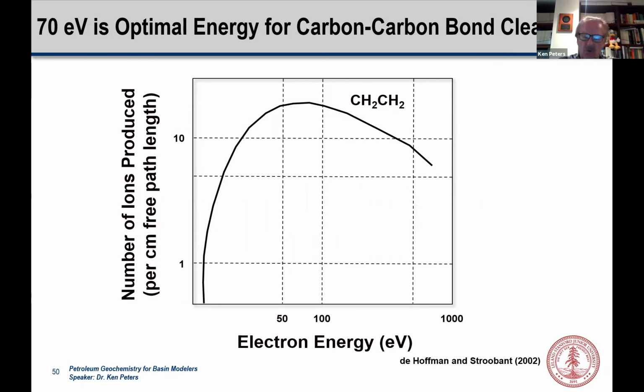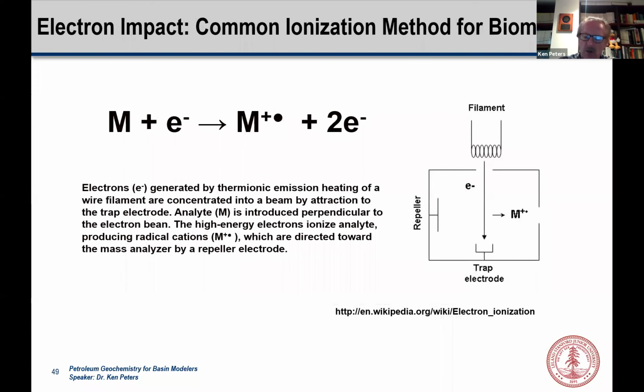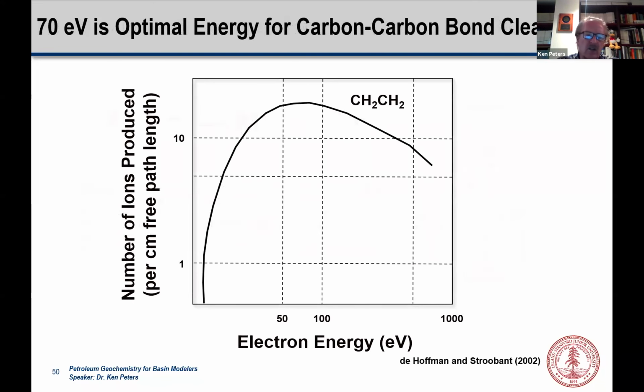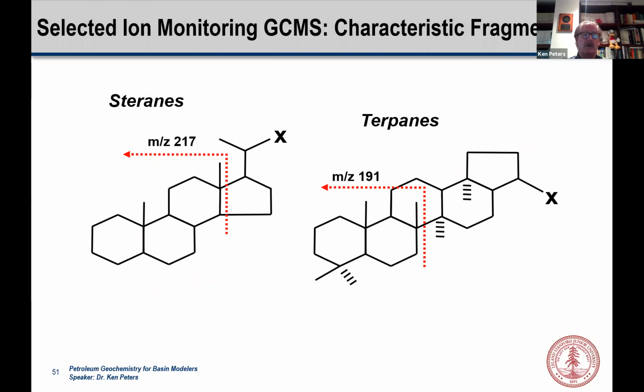For the electron source, we use 70 electron volts. This is just a graph of the stability of different carbon-carbon bonds at different electron voltages. And you see why most GCMS systems use 70 electron volts in their ion source, because it's the best for breaking these bonds apart. So what we do is we break up steranes, we break up terpanes. Here's a sterane, X being continuation of the side chain in each case. This is something that came from a eukaryote. This is something that probably came from bacteria.